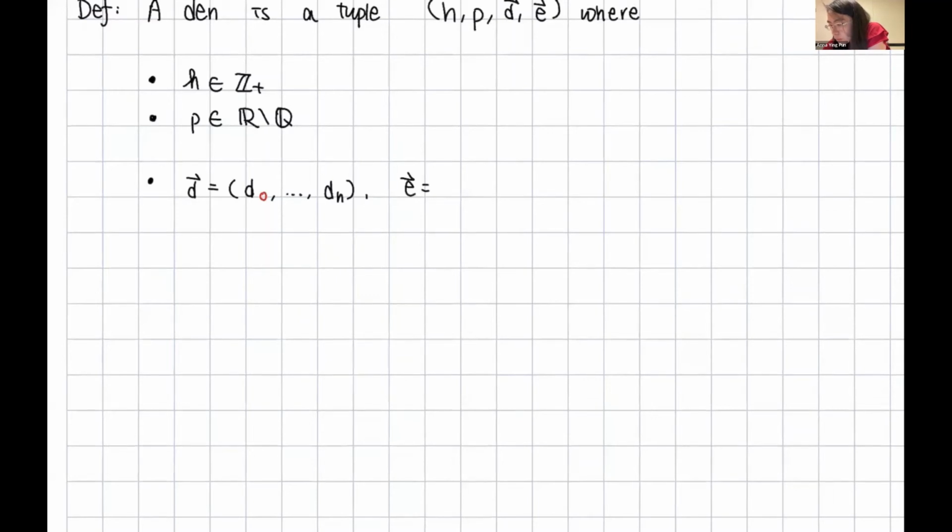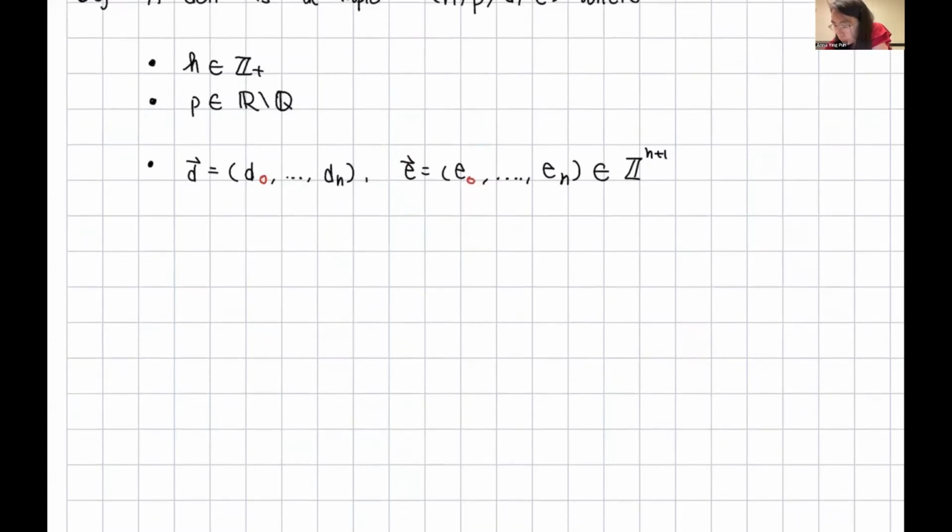e is again starting with 0, and then moves on to each. And then all these guys have to be integers, so this is an integer sequence. And then they satisfy this: d_i minus d_j plus 1, divided by j minus i, is bigger than p, for 0 ≤ i < j ≤ h minus 1.